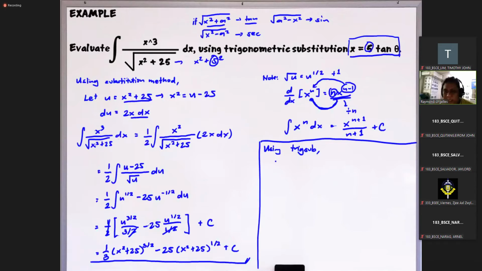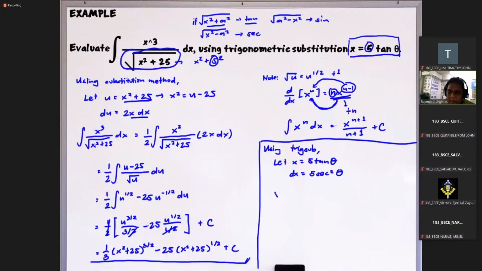So using trig sub, let x be equal to 5 tangent of theta. Then if we solve for dx, dx will be 5 secant squared of theta. So let's simplify first some values dun sa integration natin. First, ano mangyayari dito sa square root of x squared plus 25?